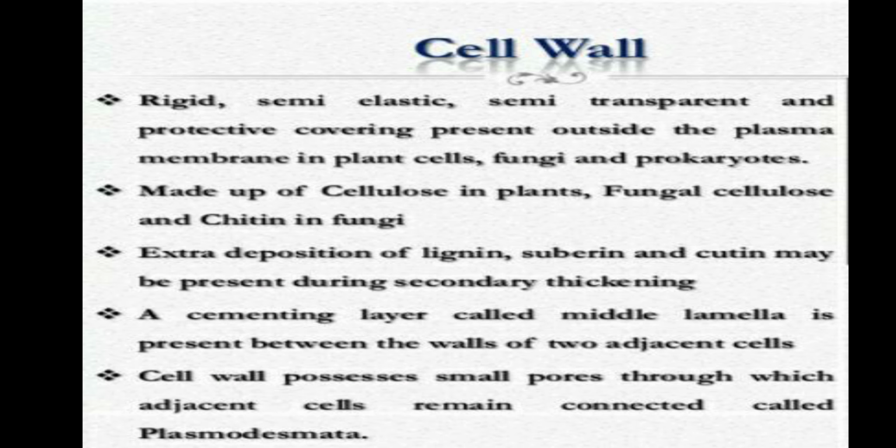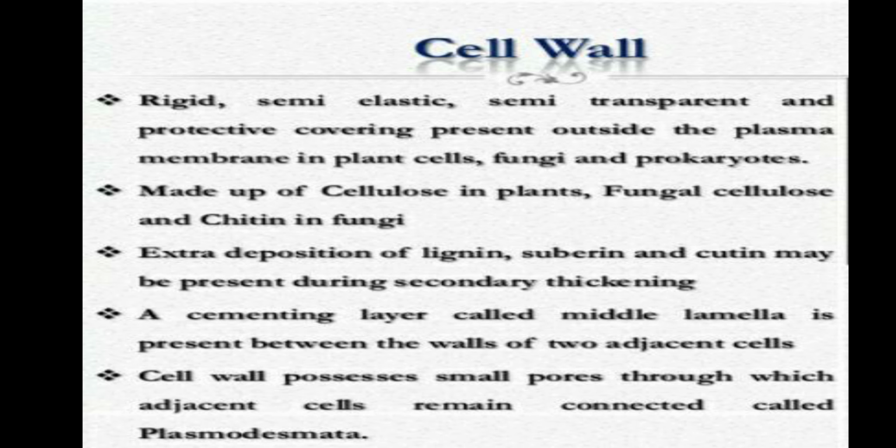The cell wall is made up of cellulose in plants. In fungi, the cell wall is made up of chitin, and in bacteria, the cell wall is made up of peptidoglycans. Peptides are small chains of protein. So in bacteria, the cell wall is made up of peptidoglycans, small chains of protein and carbohydrates.